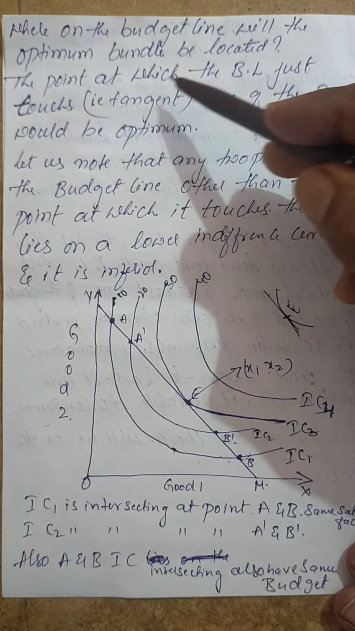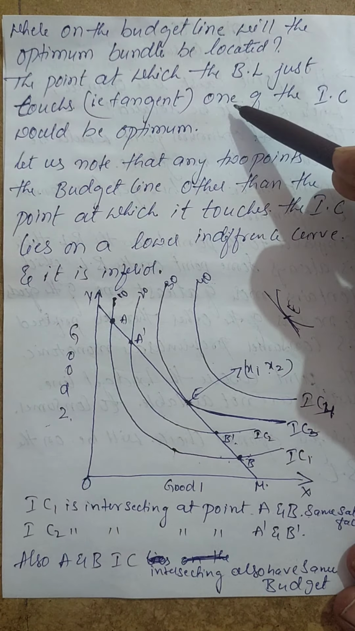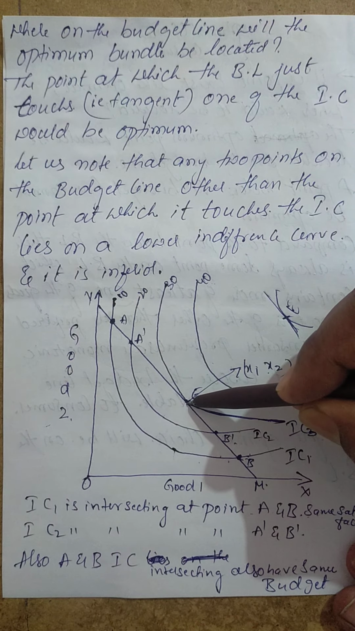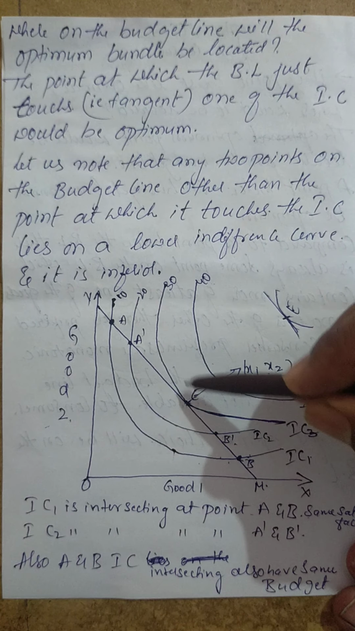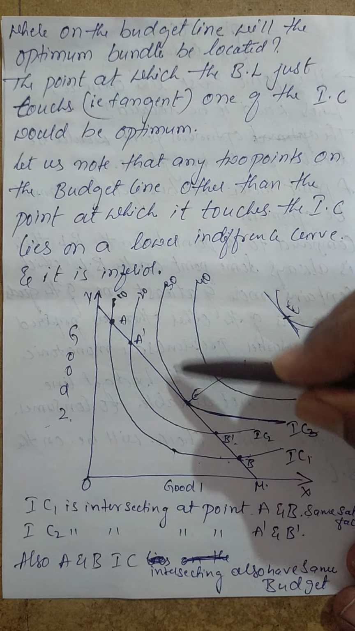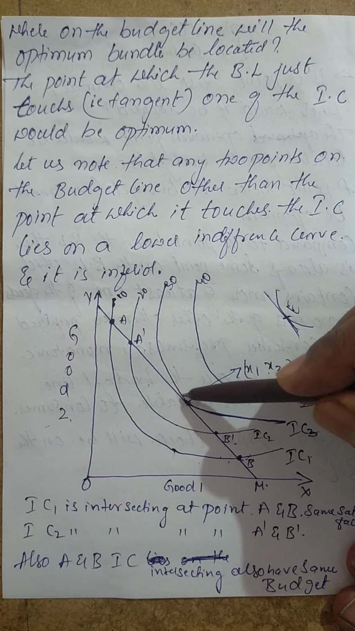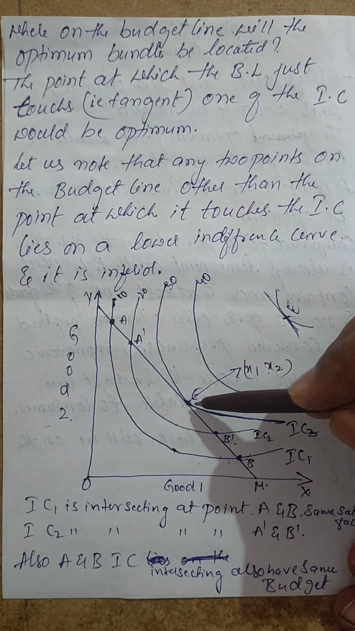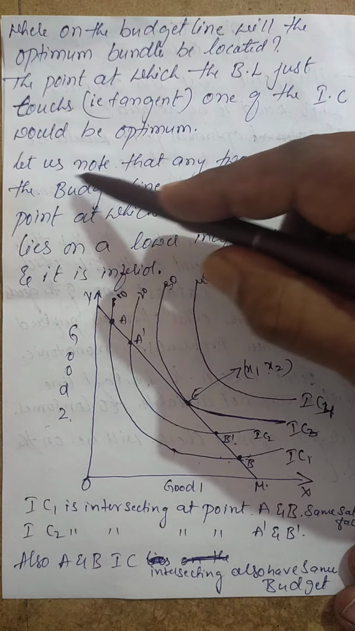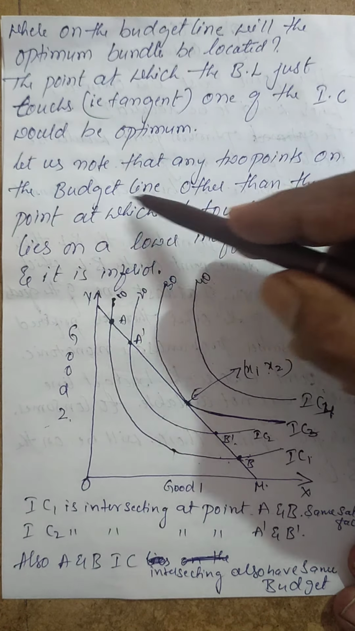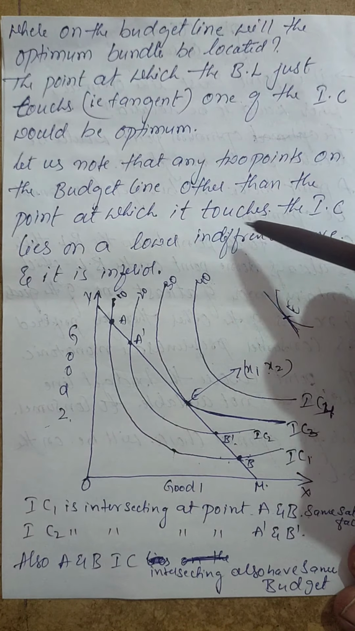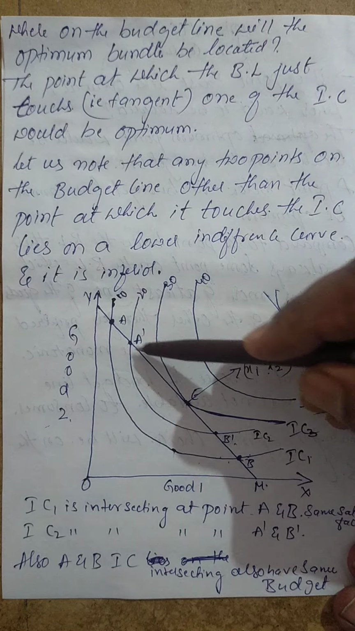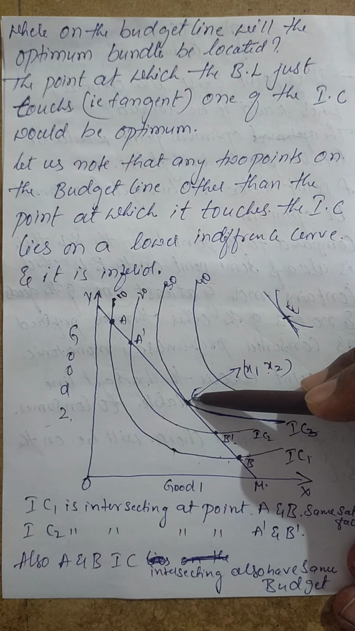The point at which the budget line just touches the indifference curve would be optimum. See, it is just touching here at this point, which becomes the tangent to this indifference curve. Where the tangent takes place and where exactly it touches, that particular point becomes the optimal choice of the consumer. So let us note that any 2 points on the budget line other than the point at which it touches the IC, these 2 points might be other than this point.